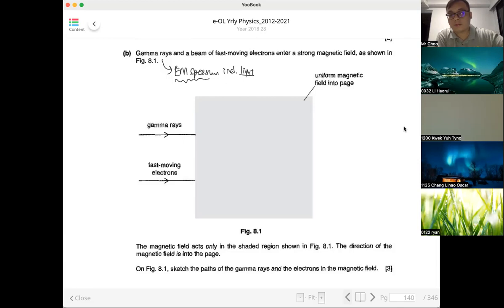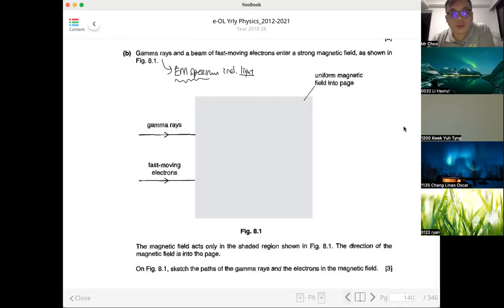How Ray, well done. You think well done for gamma. How about the fast moving electron? How do you draw? Xiaoxing, why did you change your answer? Okay, Xiaoxing, your second answer is correct. How Ray, your electron is wrong. Xiaoxing, you understand the common mistake.